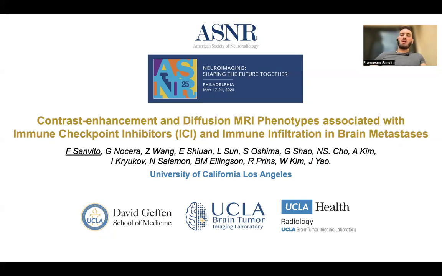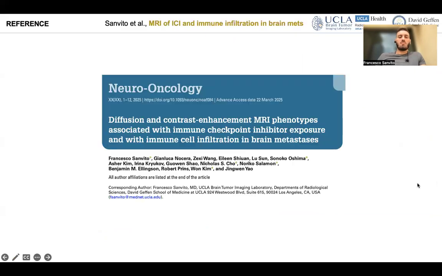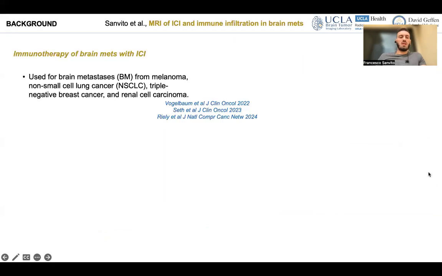This presentation is about the MRI appearance, in terms of contrast enhancement and diffusion MRI, of brain metastases, depending on the treatment with ICI, which is a type of immunotherapy, and related to the amount of immune cell infiltration in histology. This article has just recently been published, and you can refer to the full article online.